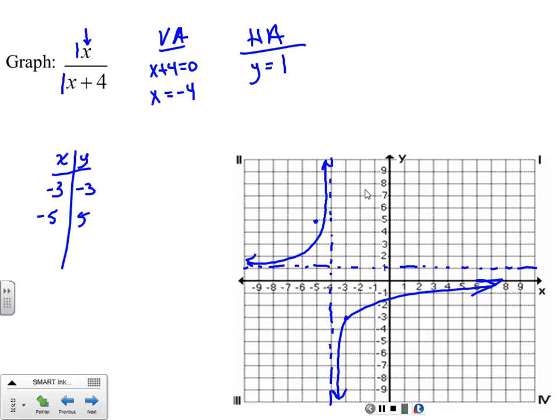Now the fact that we shifted throws things off. So again, it's always a good idea to check that T-chart. Make sure you know what quadrant you're in based on the T-chart.